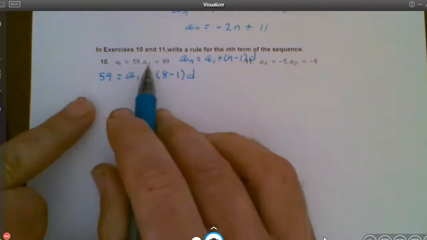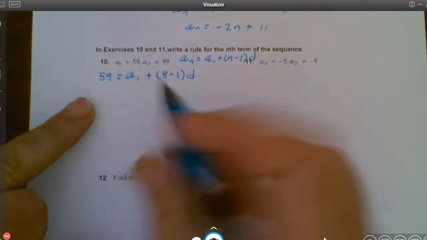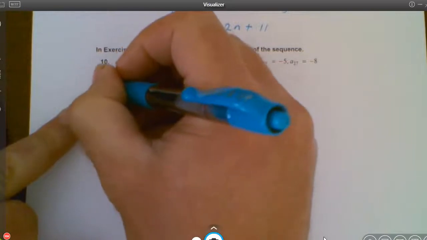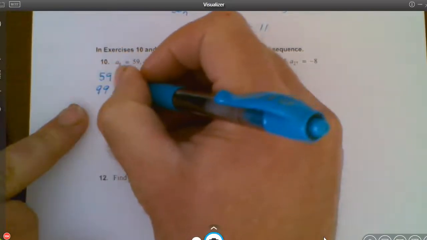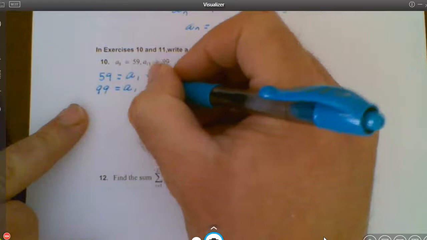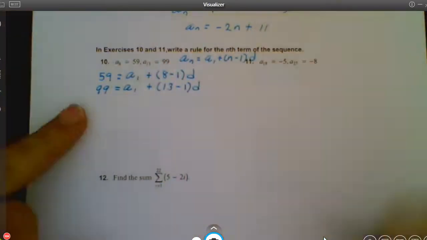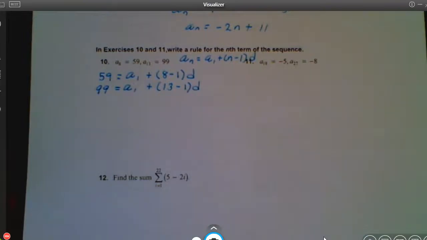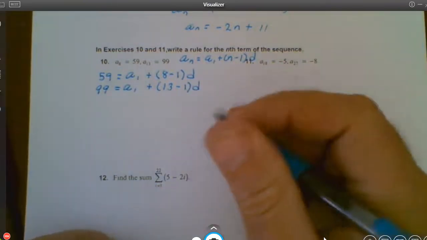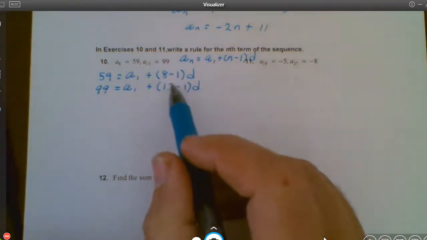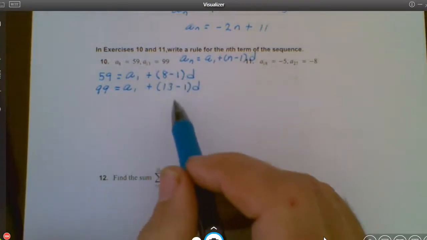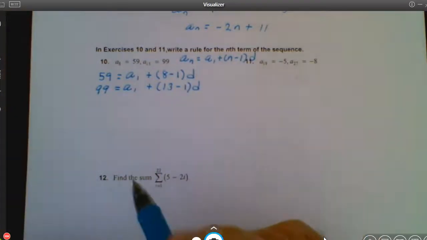In the second equation, I know that when n is 13, my value is 99. So I have a value of 99 when n is 13. So those are my two equations, and we're going to do a little solving of a system of equations here. You can clean this up. This would just be 7d, and this would be 12d.